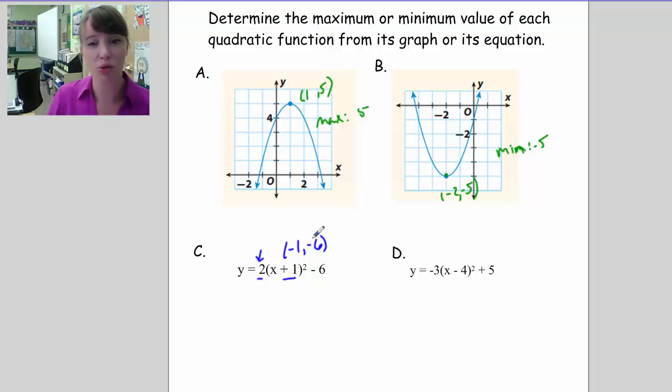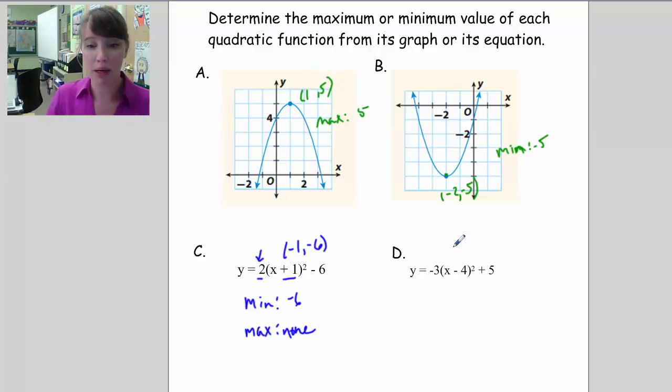We also know from our compression and stretching lesson that this value outside is going to determine whether it opens up or down. So here, this is opening upward, so that means it's a parabola that looks like this. So the vertex is going to be the minimum value. So the minimum value here is -6, and the maximum value is none.